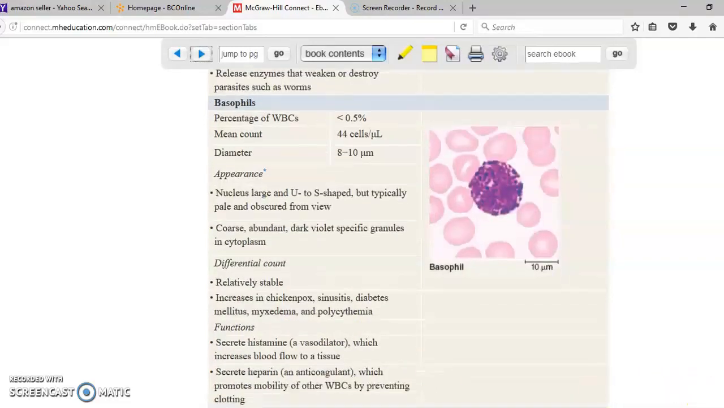The next white blood cell is basophils. Basophils, you're going to find them at less than 0.5%. That indicates that the basophil is the least abundant white blood cell that you're going to find in a blood smear. What's the characteristic? As you can see here, it has a whole bunch of granules in there. The chemicals that you're going to find in these granules are mainly histamine, as it says in here, which increases the blood flow to a tissue. Also, it secretes heparin, an anticoagulant, which promotes the mobility of white blood cells.